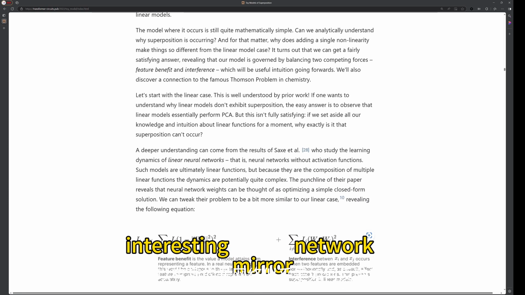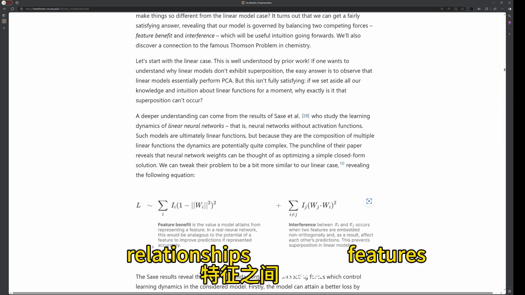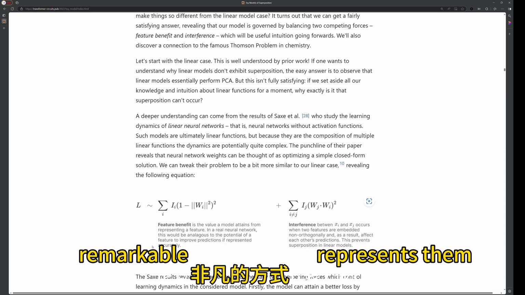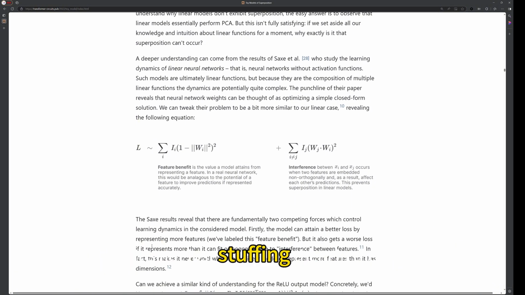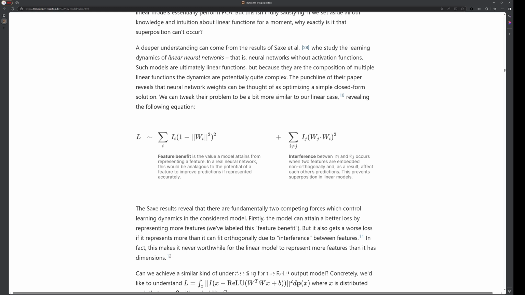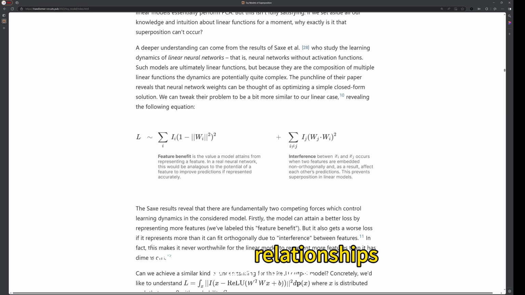So it's interesting how the network seems to mirror the relationships between the features. It's remarkable, in the way that it represents them. It reflects the structure of the data. It's not just stuffing them in there. Exactly. It's doing it in a structured way that makes sense, based on their relationships.